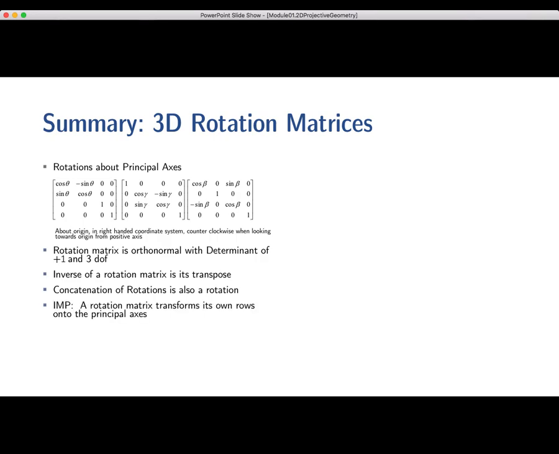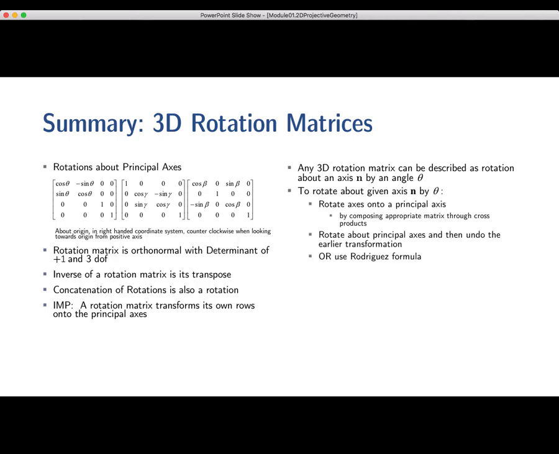A rotation matrix transforms its own rows onto the principal axes. I gave you that interpretation of how to think about a rotation matrix. Any 3D rotation matrix can be described as a rotation about an axis n by an angle theta. To rotate about an axis n by an angle theta, you can rotate the axis onto a principal axis, either by composing an appropriate matrix through cross products, or by doing that sort of projection approach that I gave you an idea of.